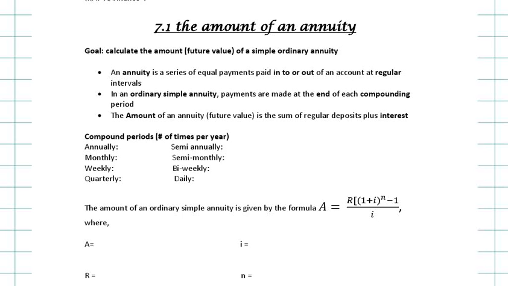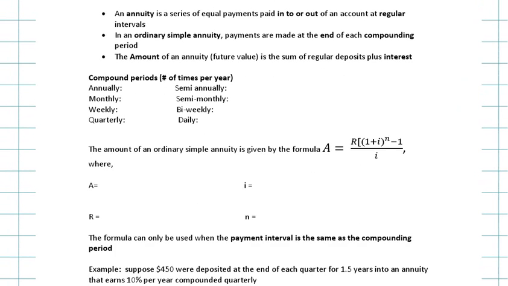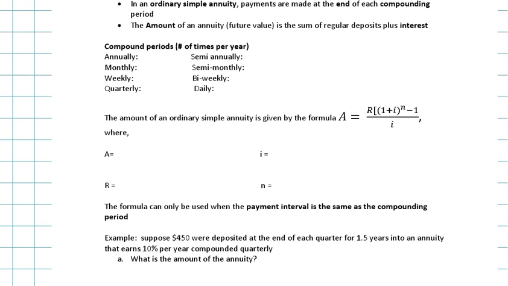So we're going to look at the formula, and then we're going to look at examples. Now remember that the compounding period can be annually, monthly, weekly, quarterly. So we're still going to have to do the same thing with the I and with the N. Remember that a few days ago we had to multiply n by your compounding period, and then you have to divide I by your compounding period. You guys remember that? Okay.